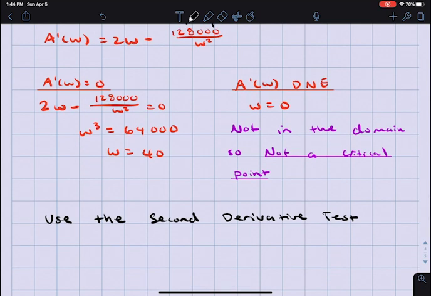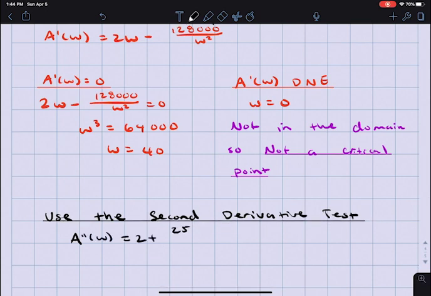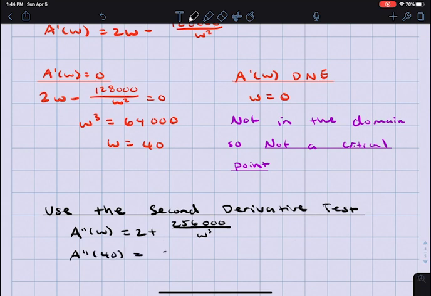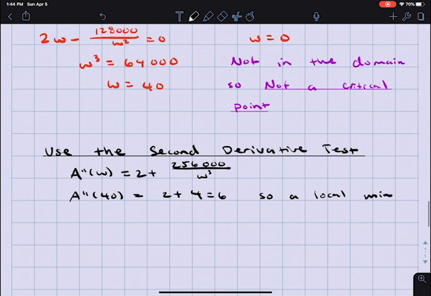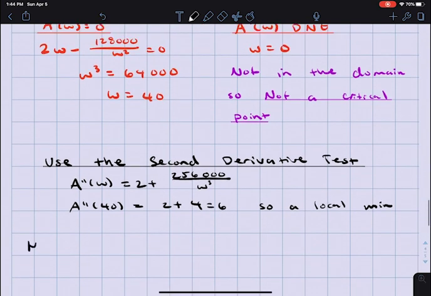We'll start by making sure that the area has a local minimum at w equals 40. In this solution, I've chosen to use the second derivative test, but you could have just as easily used the first derivative test, if you prefer. But this alone does not prove that our area function has an absolute minimum at w equals 40. To do this, we will use a second fact.